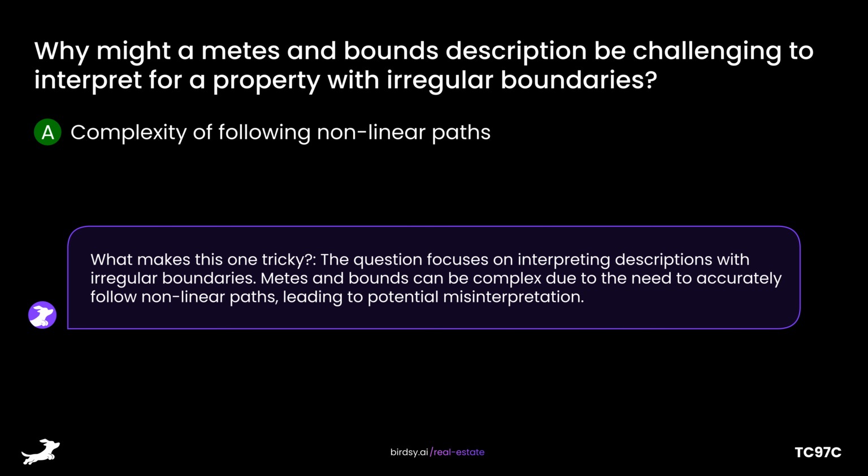What makes this one tricky? The question focuses on interpreting descriptions with irregular boundaries. Meets and bounds can be complex due to the need to accurately follow nonlinear paths, leading to potential misinterpretation.